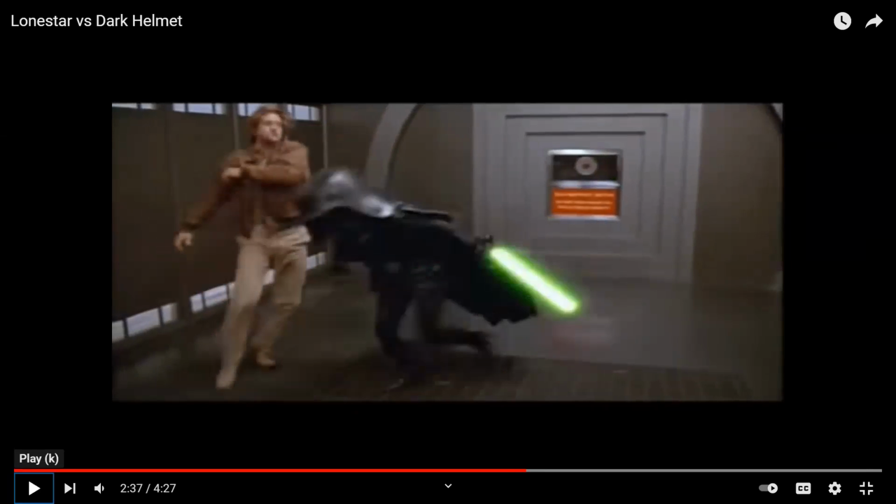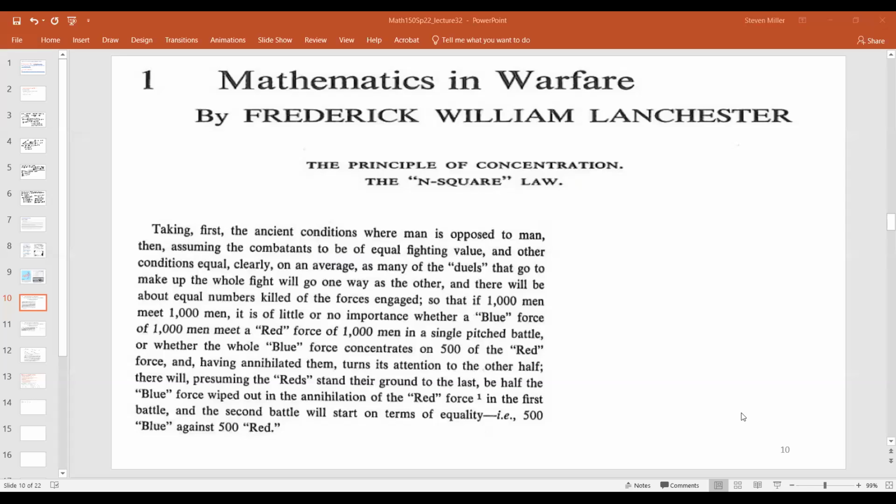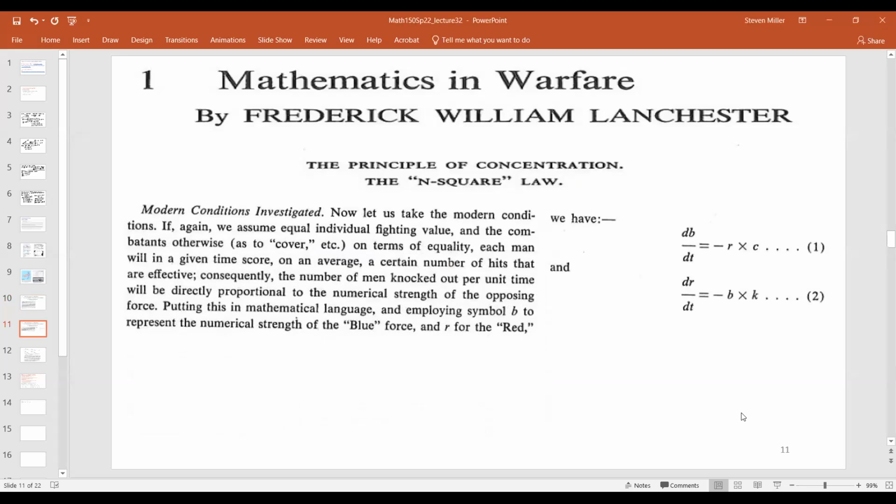So what was Doc Helmut's problem here? He had bad range, right? He wasn't able to hit Lone Star at all. So when we're trying to analyze things, go back to, so here is the more modern one with now dB/dt.